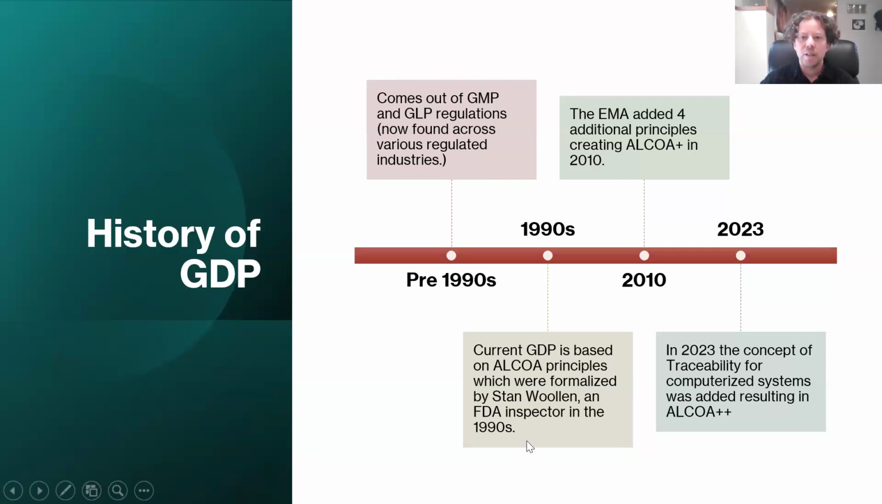Then later on, in 2010, the EMA, which is the regulations for clinical trials in the EU, the European kind of version of Health Canada, added four additional principles, creating ALCOA Plus. And then even later on, in 2023, it was expanded to ALCOA Plus Plus with the addition of traceability for computerized systems.